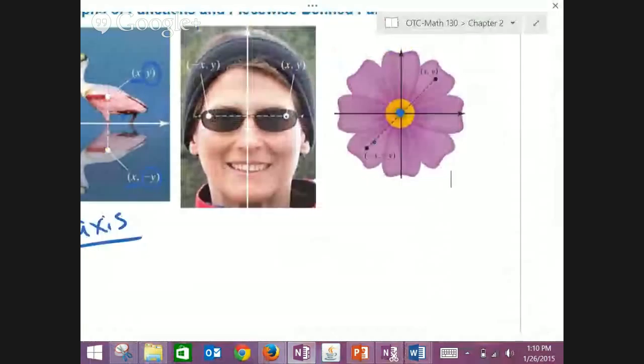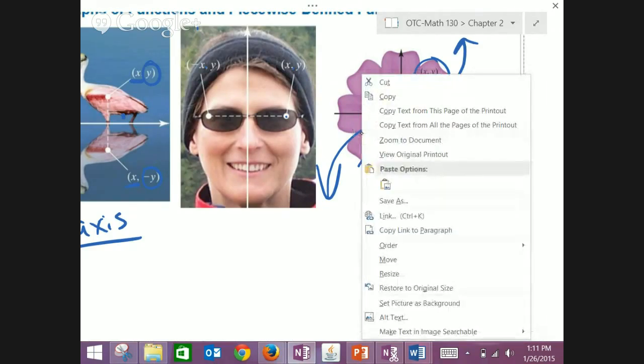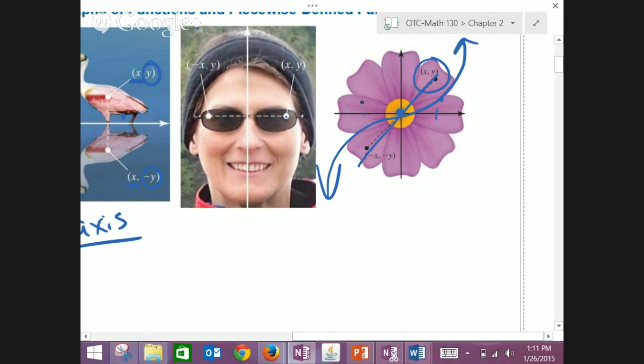There you go. The origin is for every x, y input, there's a minus x, minus y input. So if I graph something like x cubed, that's symmetric with respect to the origin. Right? 1 cubed is 1, minus 1 cubed is minus 1. So I plug in 1, I get 1. If I plug in minus 1, I get minus 1. So do you guys see that there?